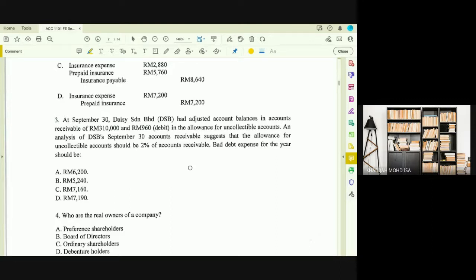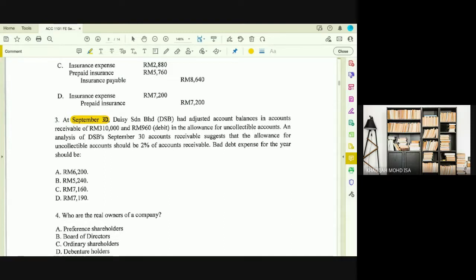What about question number 3? As I go along, never mind. So at September 30th, Daisy's adjusted account balance. So this one is September 30th, so take note of the date. You know that September 30th could be the end of the month.